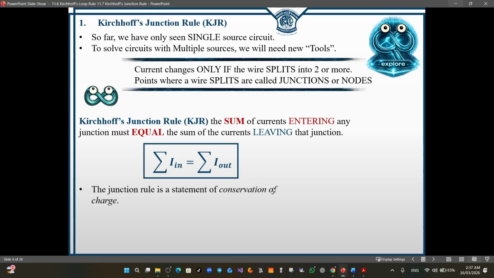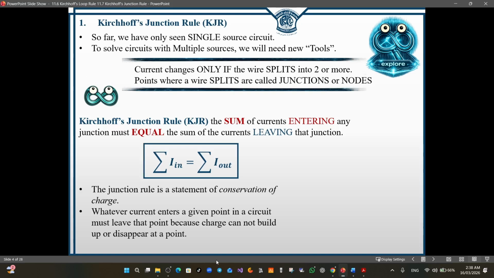given junction. The junction rule is just a statement of the conservation of electric charge, which means the total amount of charge entering and exiting a junction per unit of time must be equal. Whatever current enters a given point in a circuit must leave that point because charge cannot build up or disappear at a point. So for example here, this point is known as a node or junction.